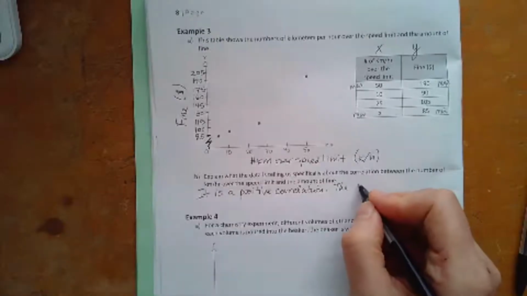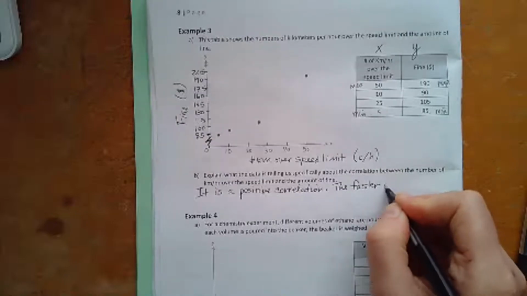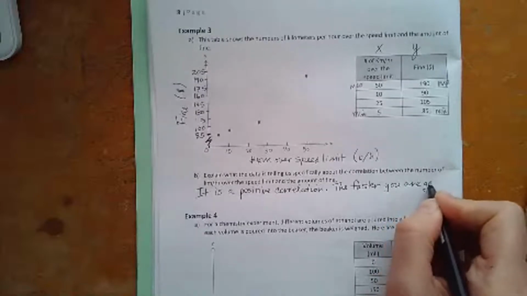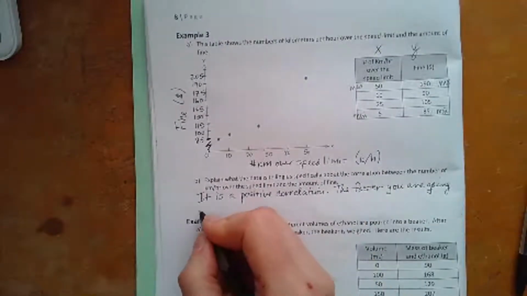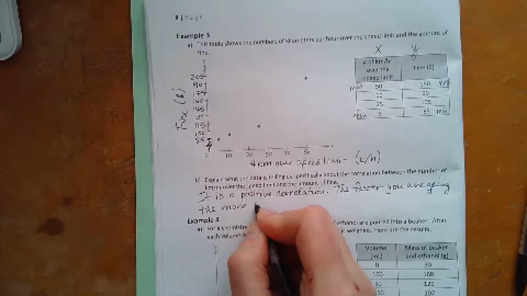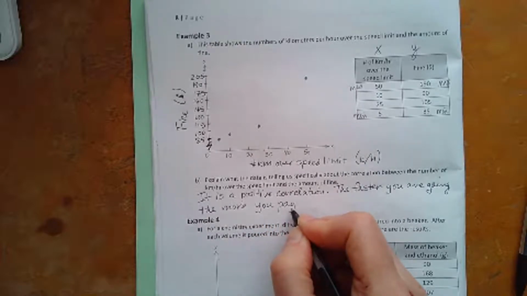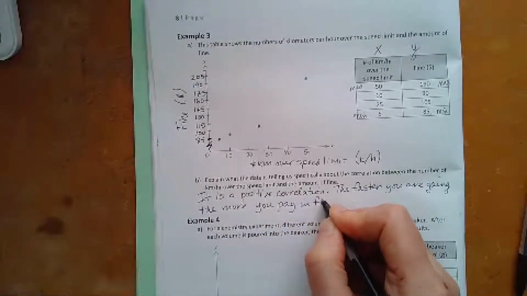The faster you are going, okay, so the higher number of kilometers, right? The more you pay in fines.